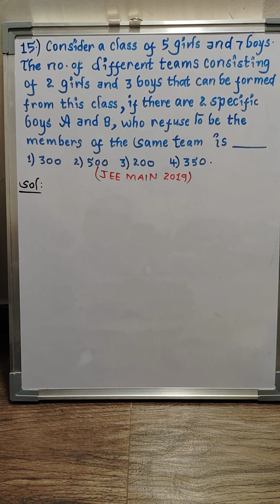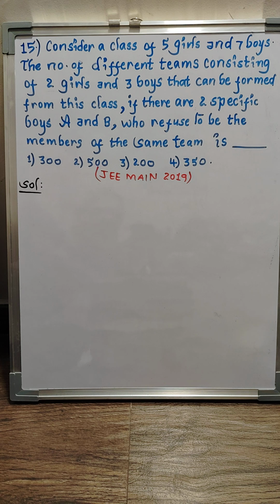One more JEE problem here. Consider a class of 5 girls and 7 boys. The number of different teams consisting of 2 girls and 3 boys that can be formed from this class, if there are 2 specific boys A and B who refuse to be the members of the same team, is?